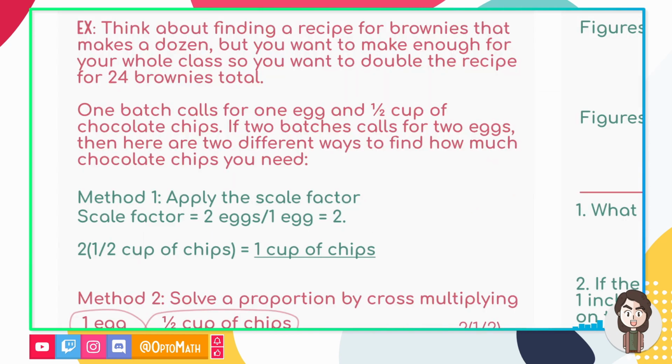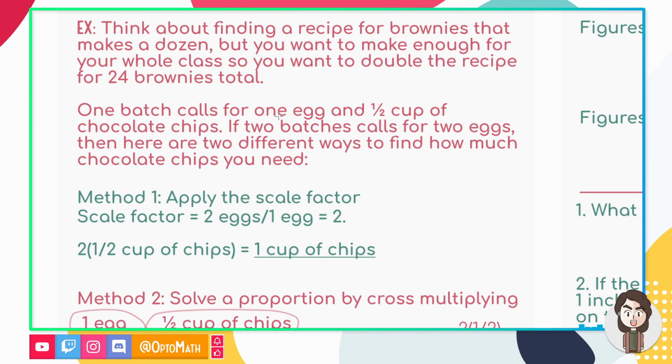Let's look at an example, and I always think cooking is a great way to talk about this. So we're thinking about finding a recipe for brownies, and when we get that recipe, it makes a dozen, but you're wanting to make brownies for your whole entire class because you're super amazing, and your class has 24 people in it. So you have to double that batch. Now, doubling's not too bad, but it's great to look at a simple example like this to understand how we can work with scale factor and proportions to solve much more difficult problems.